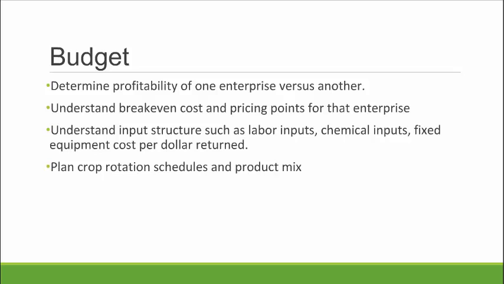So when you're budgeting, you're going to be able to determine the profitability. You're going to understand your break-even costs and pricing points, and I have some examples later how you can use these budgets to make some very serious decisions about what the price should be and how much you need to produce. And then you also understand the input structures such as labor inputs, chemical inputs, fixed equipment, those type of things needed for that crop. And it's also helpful in planning crop rotation schedules and your product mix.